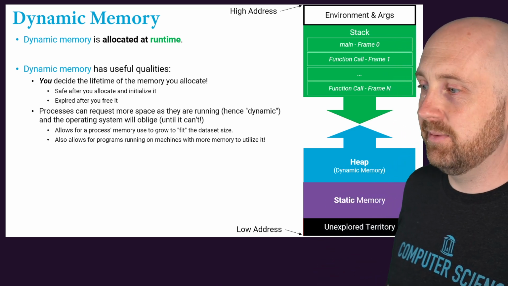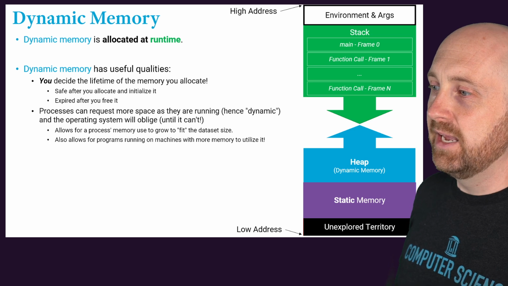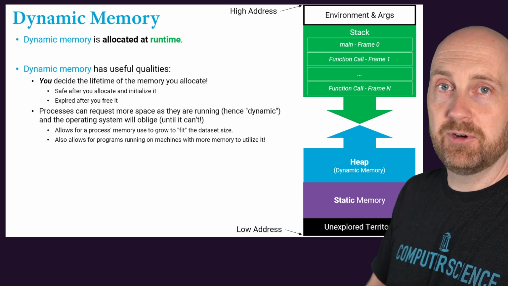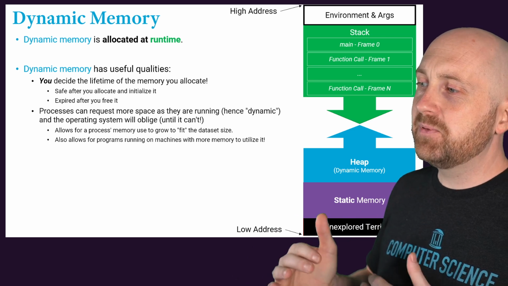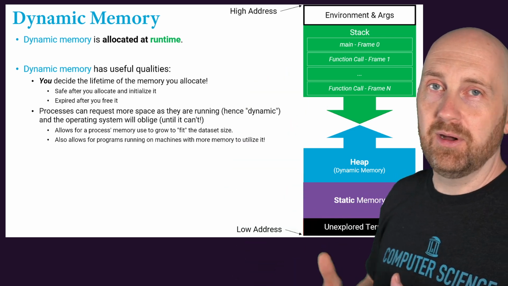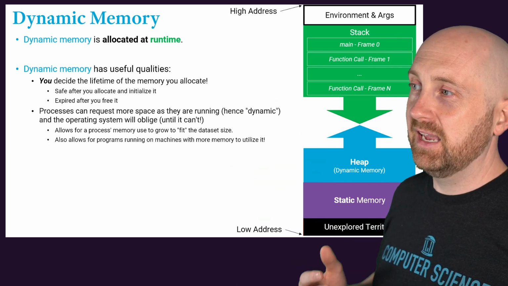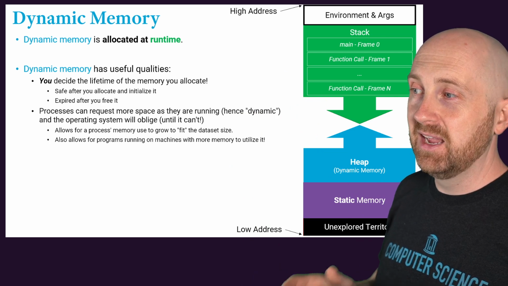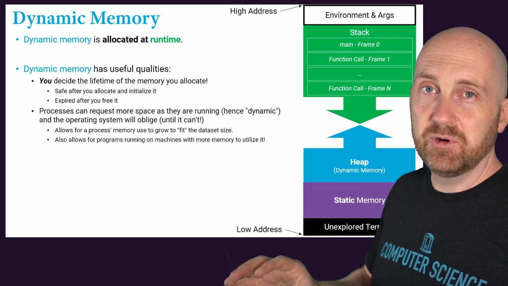So where is dynamic memory actually located? Well, it's above static memory, and the space in memory is typically referred to as the heap. And heap space will grow up as we allocate more memory and tends to grow towards the stack and in the direction of the stack. Now remember, in a modern machine, this is a 64-bit address space.